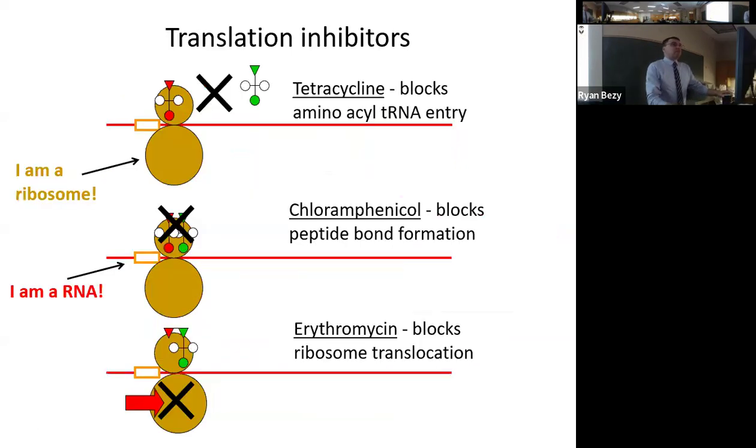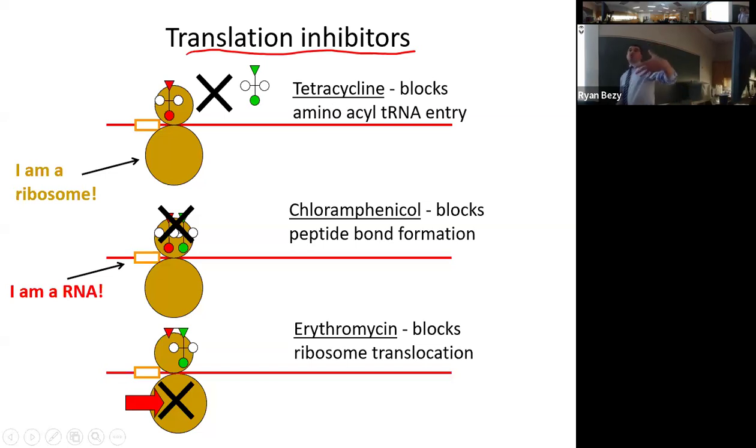Another common target for antibiotics is translation inhibitors. So this is maybe a messenger RNA being translated by a ribosome. We've got my small subunit, my large subunit. There are several different antibiotics like tetracycline, chloramphenicol, erythromycin that actually target translation in bacteria.